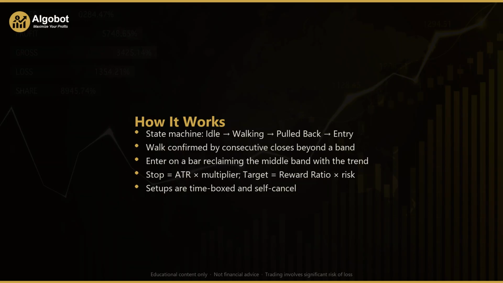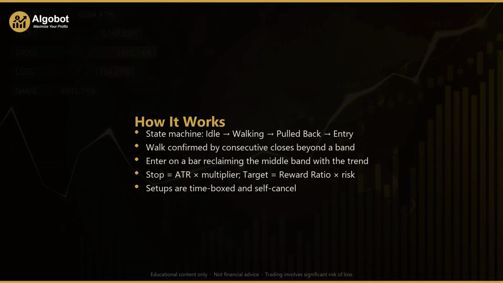The entry itself needs 3 conditions to align on the same closed bar. Price must close back above the middle band. The bar must be bullish, meaning it closes above its open, and price must sit above the 50-period EMA baseline. When all 3 agree, the EA signals a buy. The short side is a mirror image, a confirmed walk below the lower band, a pullback above the middle band, then a bearish close back below the middle while price sits under the EMA signals a sell.